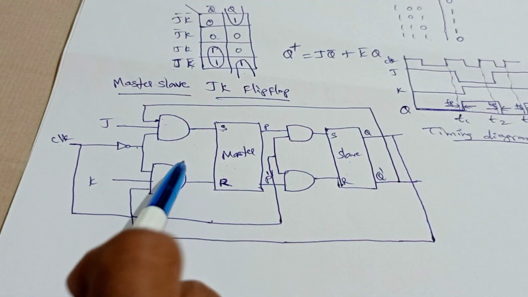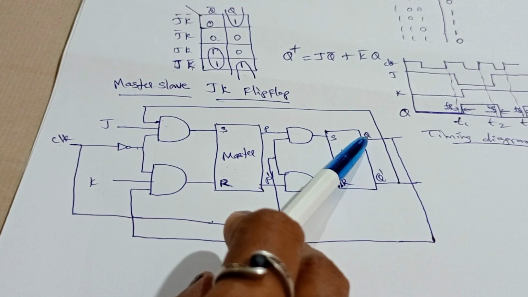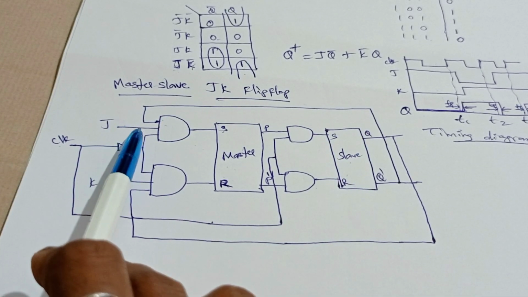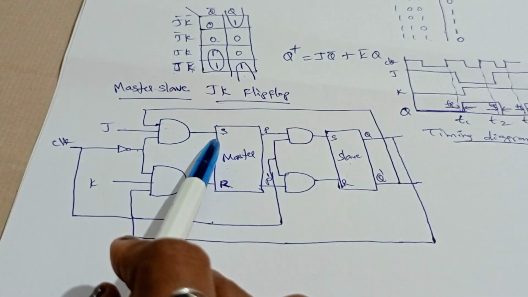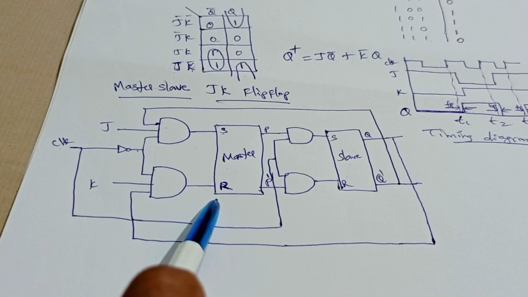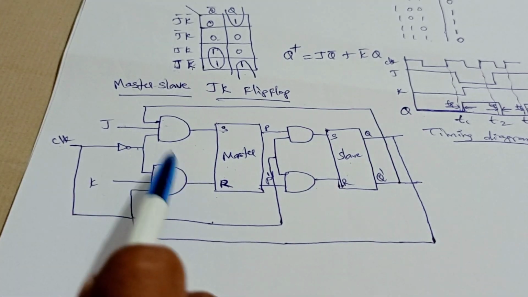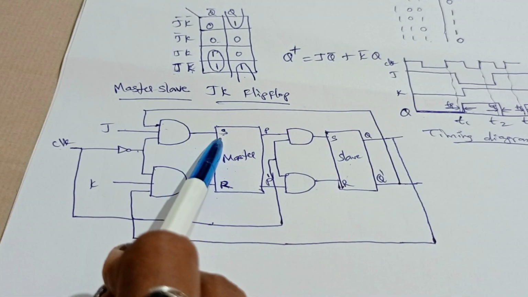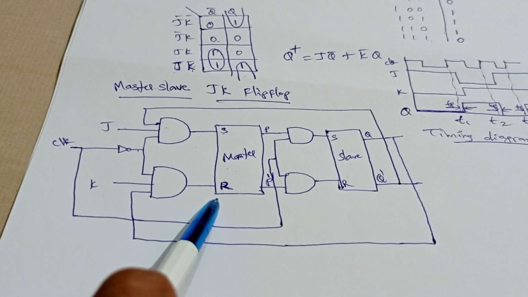If Q is equal to 0 and J is equal to 1, then S is equal to 1 and R is equal to 0 regardless of the K value. That means set.